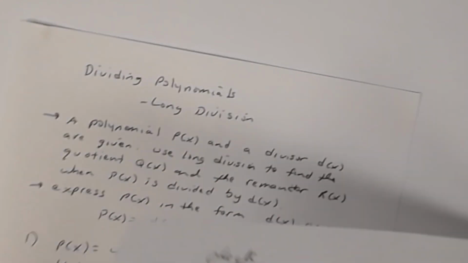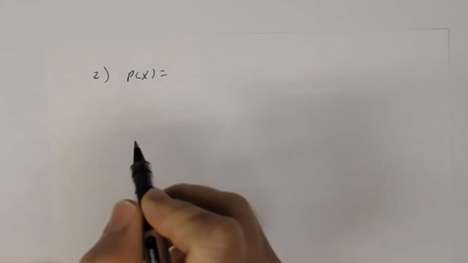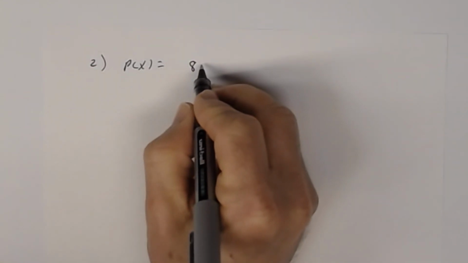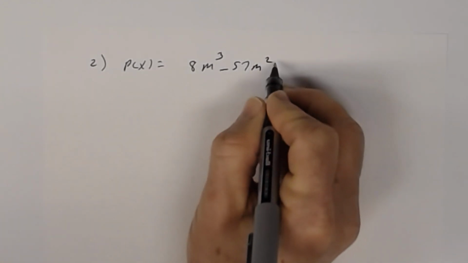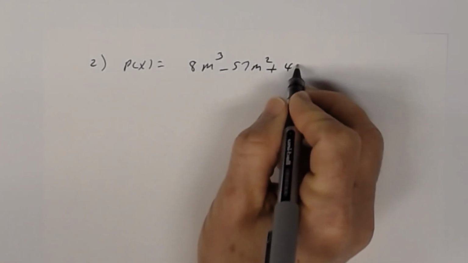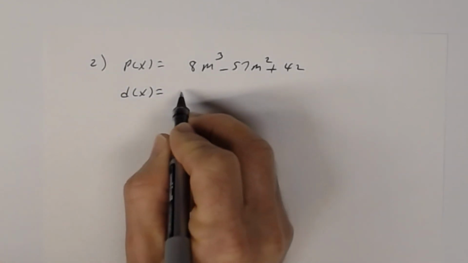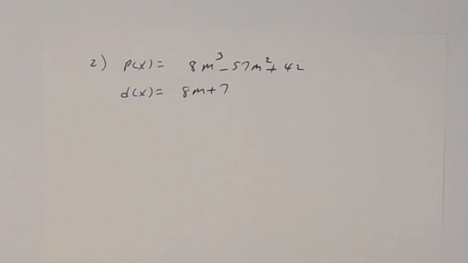And let's look at number 2. Same directions. So number 2, you have p of x is equal to, let's say, 8m cubed minus 57m squared plus 42. And d of x is, let's say, 8m plus 7. All right, so 8m plus 7.